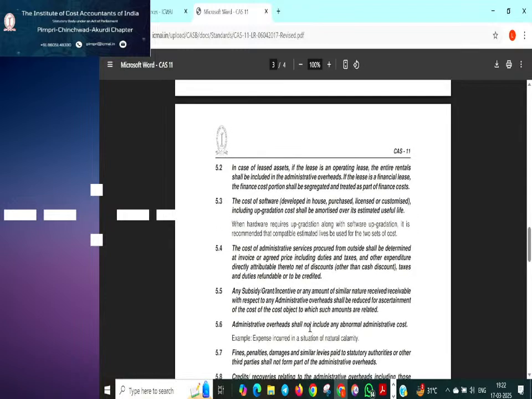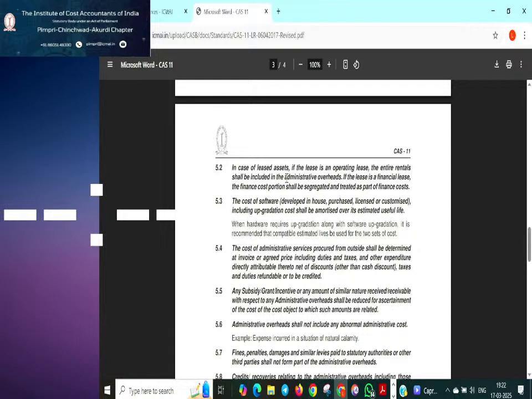Then in case of leased assets, this is very, very important. If the lease is an operating lease, just mark it down. This is a very important clause. If the lease is an operating lease, the entire rental shall be included in the administrative overheads. If the lease is a financial lease, the finance cost portion alone will be taken and that will be treated as part of finance cost. So you should be very careful about such leased assets.